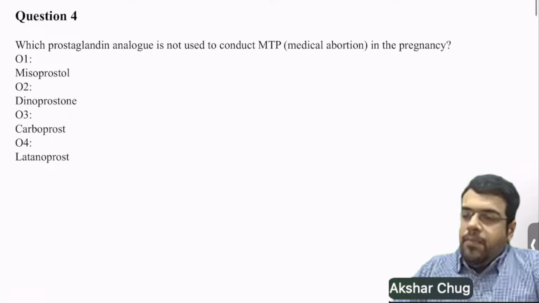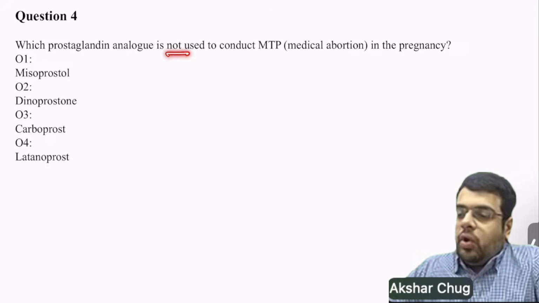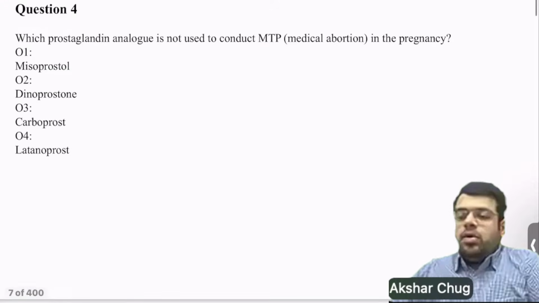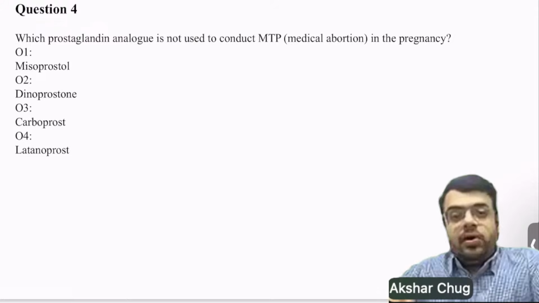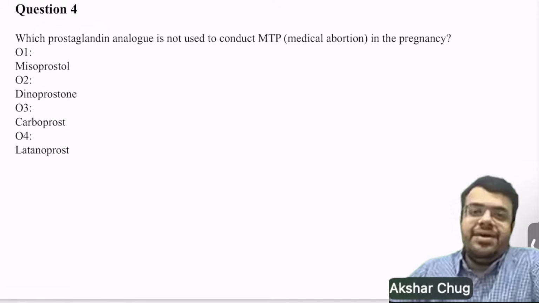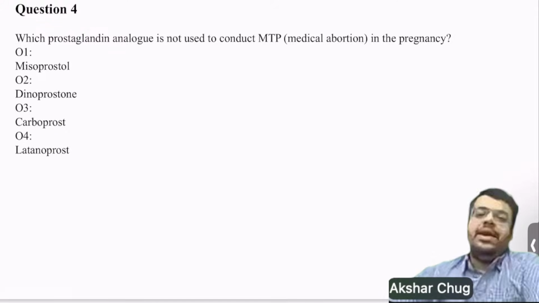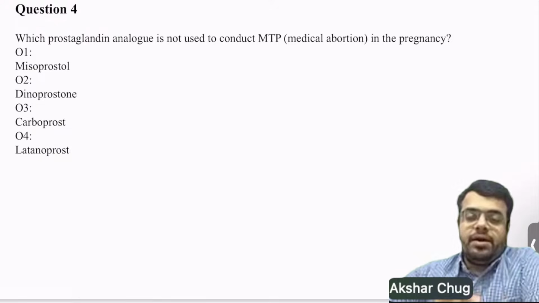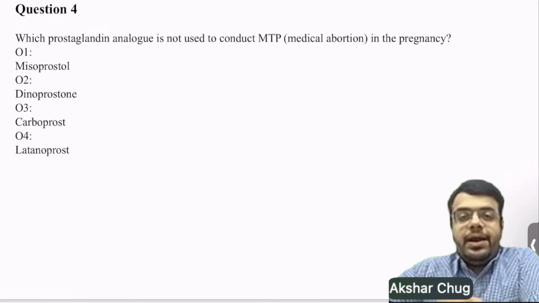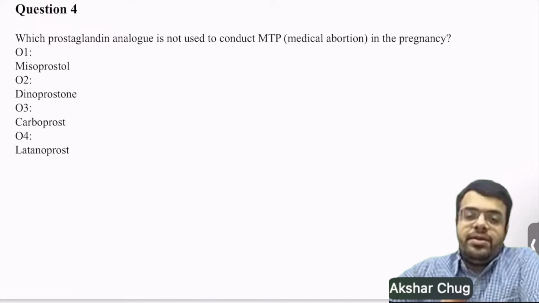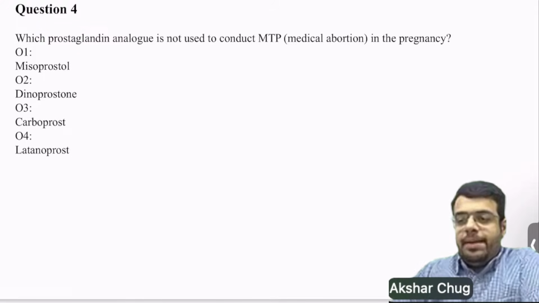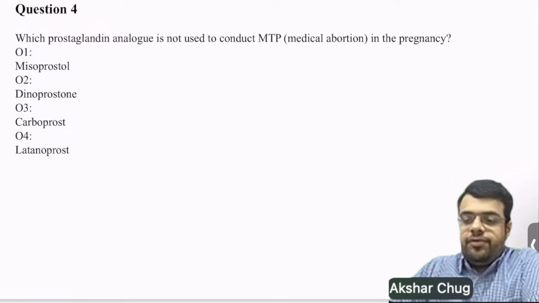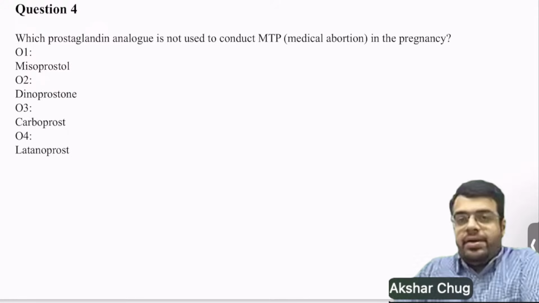Moving on, which prostaglandin analog is not used to conduct MTP? So as we know, latanoprost is a topical drug and it is used by ophthalmologists and not by obstetricians, right? So latanoprost is a topical eye drop, which we use in many different conditions, and some of its side effects are heterochromia iridis, hypertrichosis, and cystoid macular edema. All these drugs will be used in MTP. Misoprostol is used in the first trimester, whereas dinoprostol and carboprost are used in the second trimester.